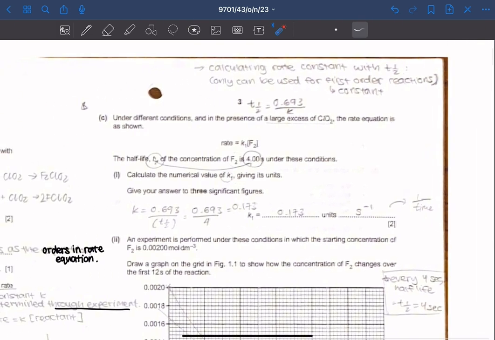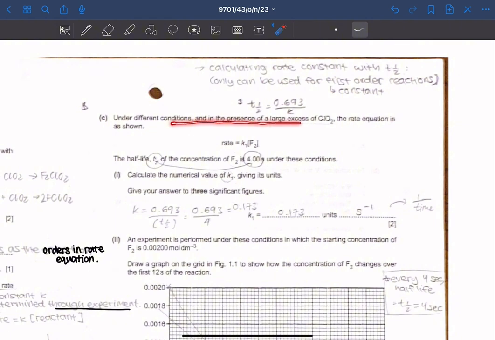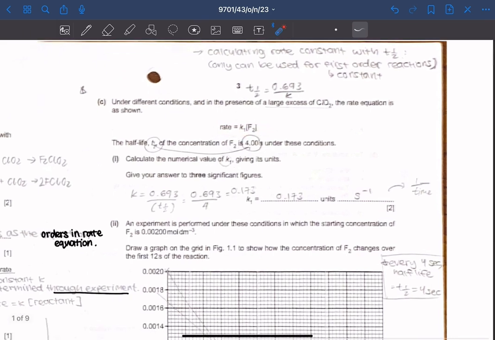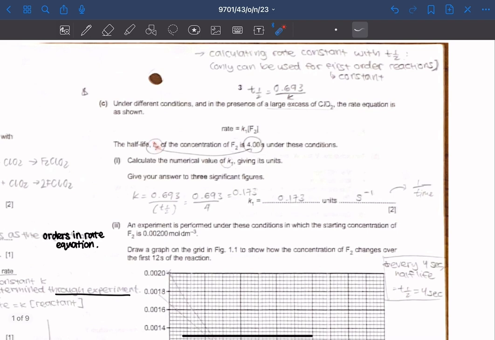Next question. C. Under different conditions and in the presence of a large excess of ClO2, the rate equation is as shown: rate equals k1 multiplied by [F2]. The half-life, t half, of the concentration of F2 is 4 seconds under these conditions. So this shows that the half-life is equal to 4 seconds.